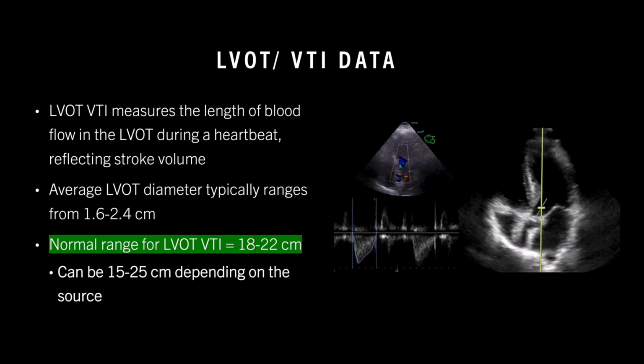And just a quick point about LVOT and VTI data. Remembering that the LVOT VTI measures the length of blood flow in the LVOT or left ventricular outflow tract during a heartbeat, which reflects the stroke volume. An average LVOT diameter typically ranges from 1.6 to 2.4 centimeters, and the normal range for LVOT VTI is anywhere from like 18 to 22, can also be 15 to 25 depending on the source. Remembering here that with VTI data, we are tracking a change over time, not just the initial number.